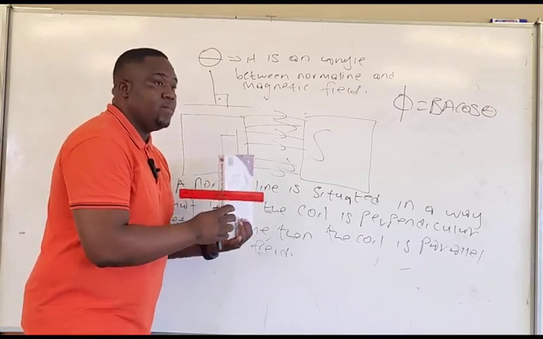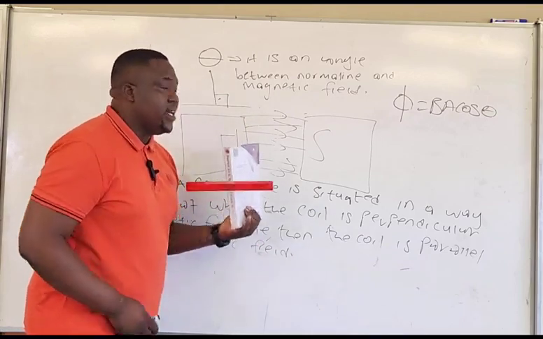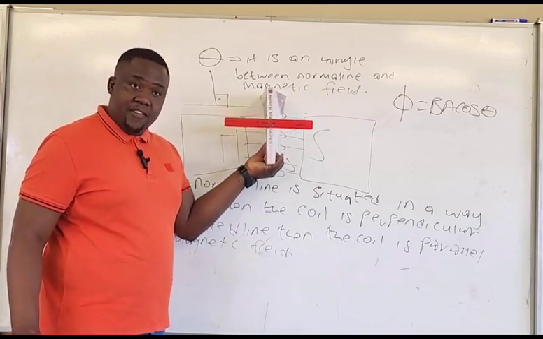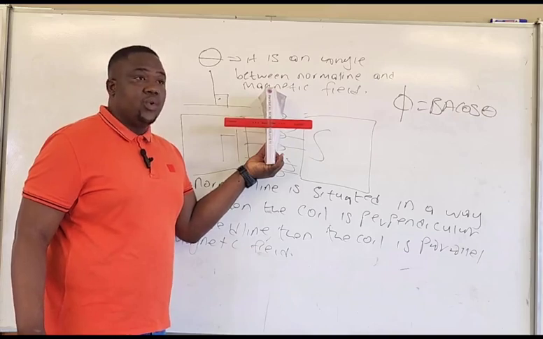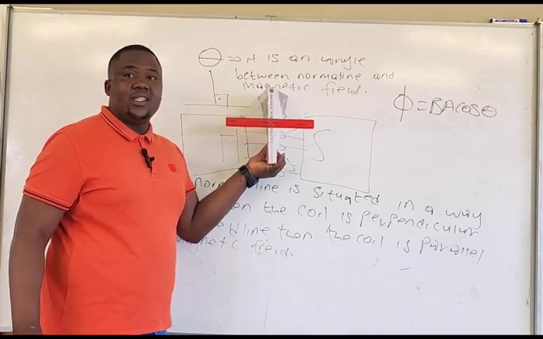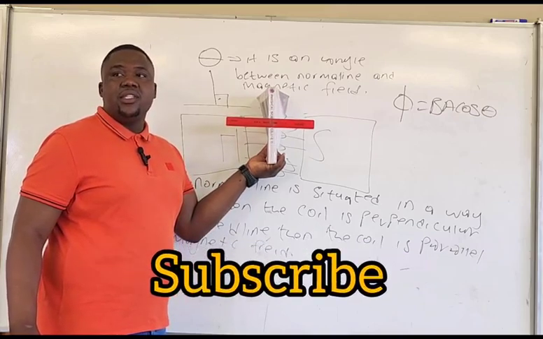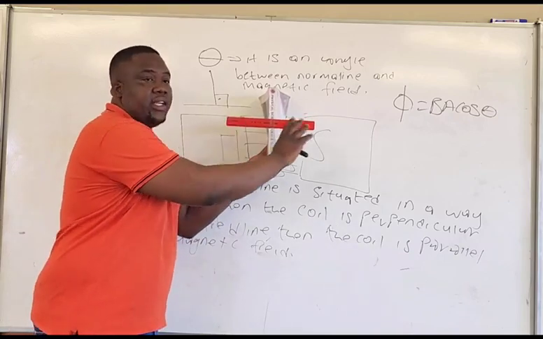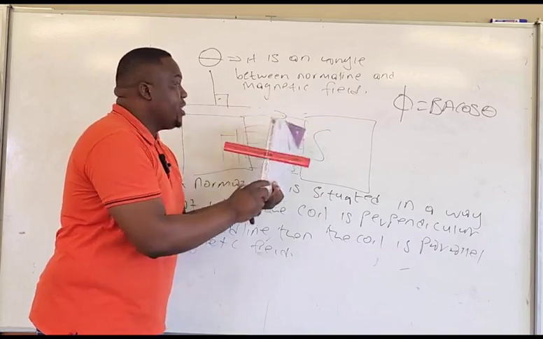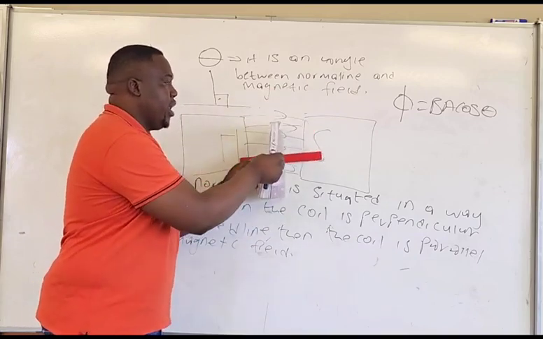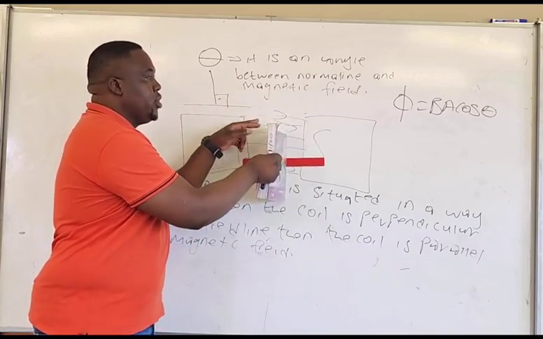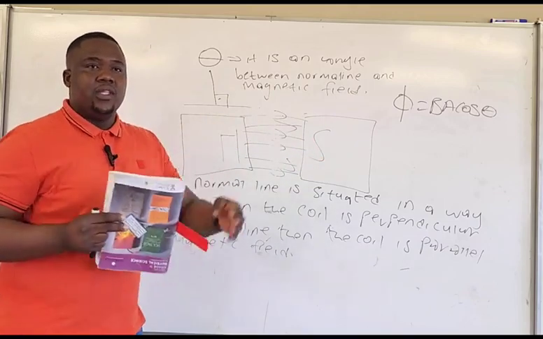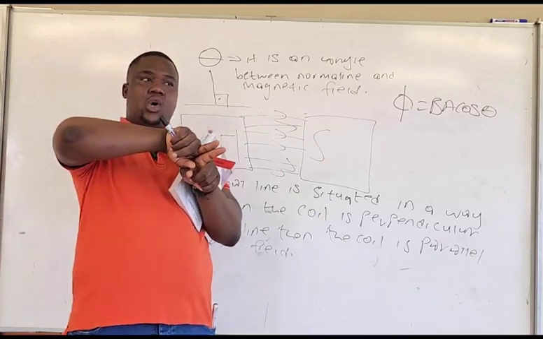Look, I'm demonstrating for the last time. Look at the coil. I have put the coil perpendicular to the magnetic field lines, the lines which are created by the magnet, which are represented by arrows. Look at the normal line, which is the red ruler. It is parallel to the magnetic field line. You can see it is parallel to those magnetic field lines. I drew those lines with arrows so that you can understand.